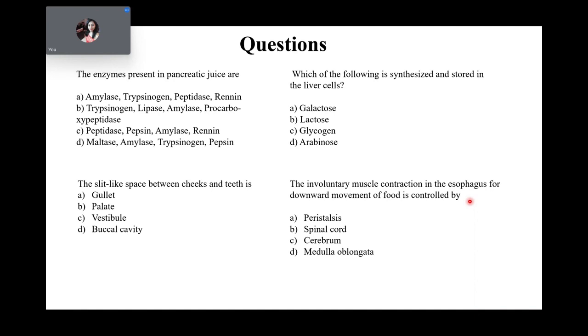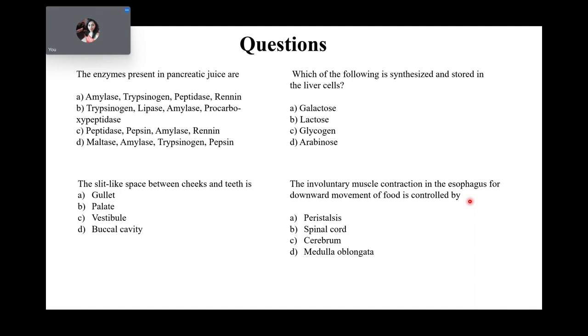The first question answer is the enzymes present in pancreatic juices are trypsinogen, lipase, amylase, and procarboxypeptidases. In the liver cell, you have the synthesis and the storage of glucose as glycogen. The slit-like space is called vestibule, and the involuntary muscle contraction of the esophagus, which is peristalsis, is controlled by medulla oblongata.